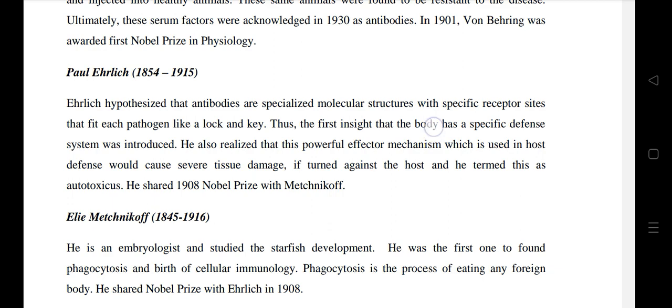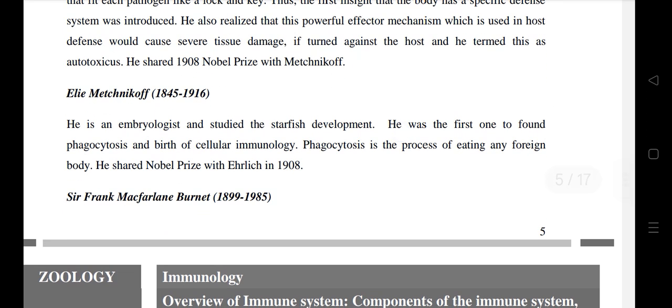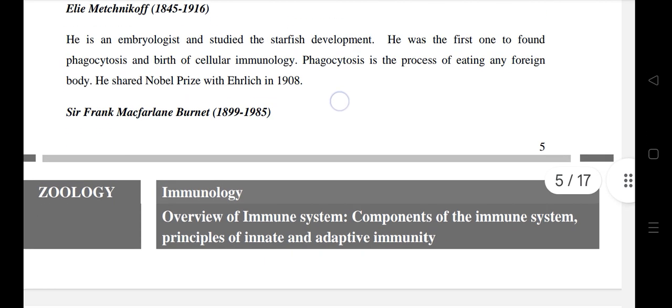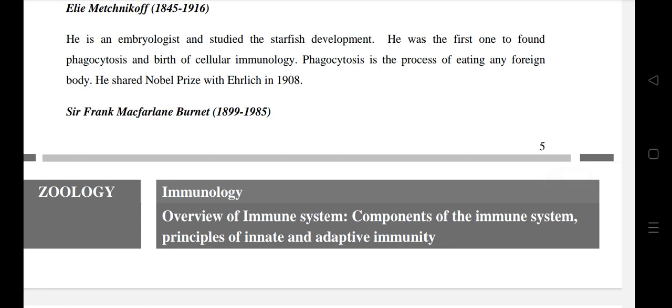Then Eli Mechnikov, 1845 to 1916. He was an embryologist and studied starfish development. He was the first one to find phagocytosis and the birth of cellular immunology. Phagocytosis is the process of eating any foreign body. He shared the Nobel Prize with Ehrlich in 1908. Then Sir Frank Macfarlane Burnet.